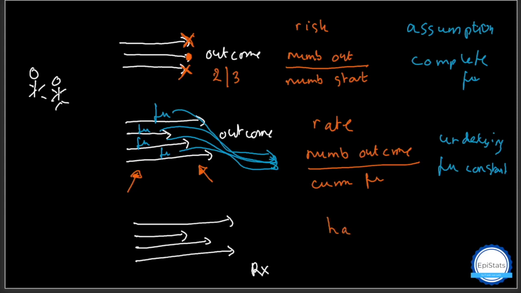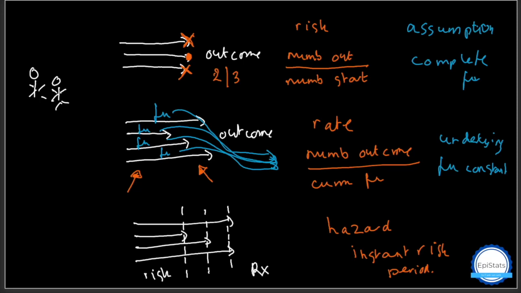In this situation we resort to using the hazard, and the hazard can be defined as the instant risk in a given period. And for this instant risk we divide our follow-up period in smaller periods. And in each of the periods we calculate the risk. Combining all these risks gives us the hazard distribution. So this is not a single number, but it is a distribution.